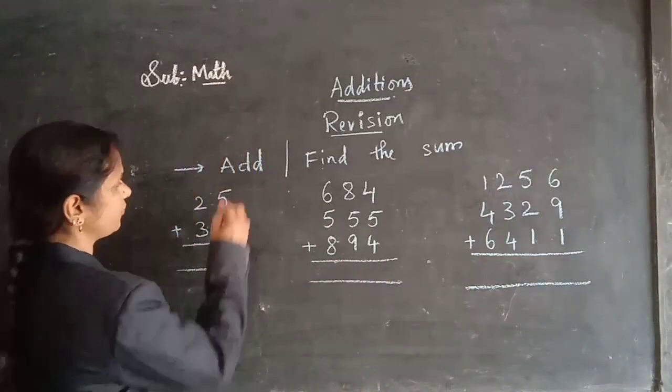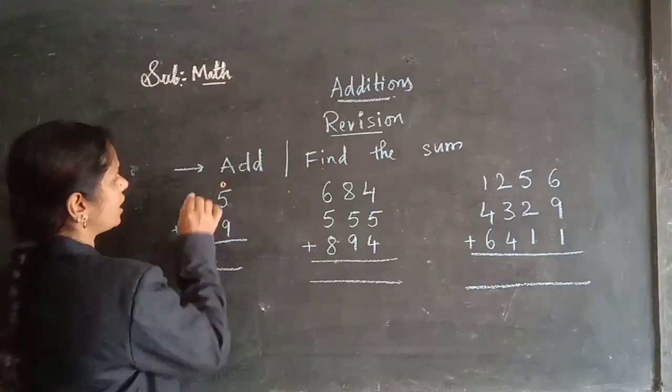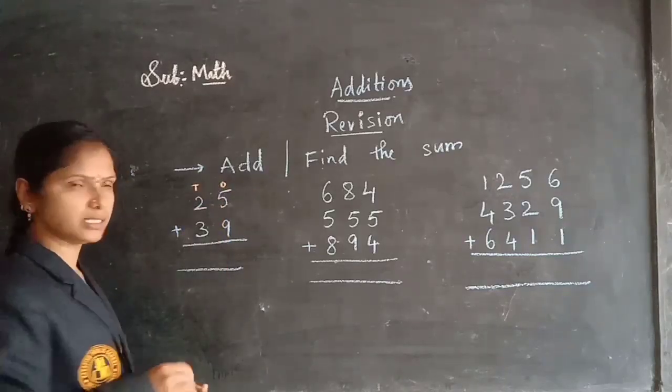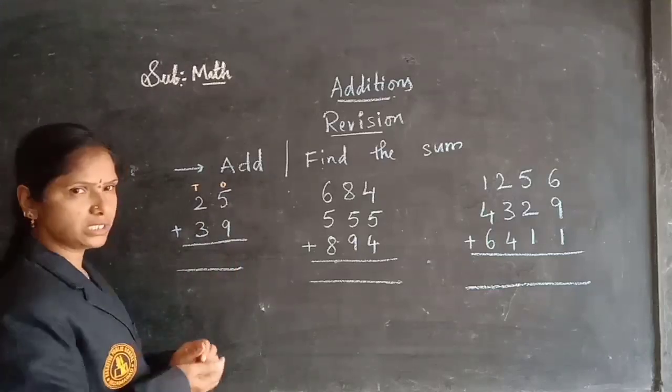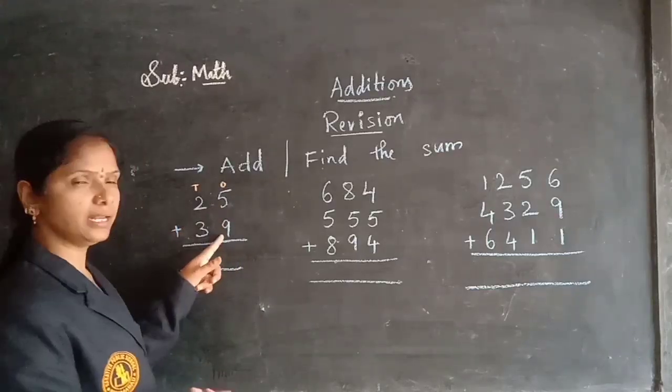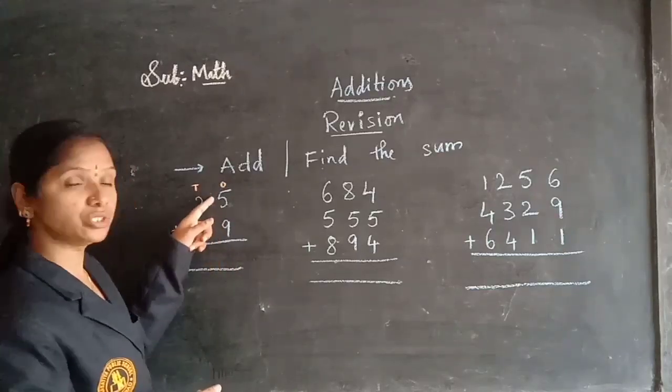First number here. First, the places are ones and tens. I am arranging the places. Now I am adding the ones digits. Here I should add 5 after 9.